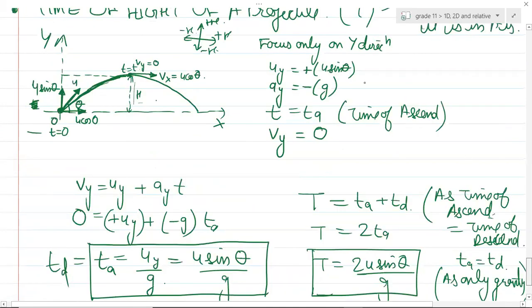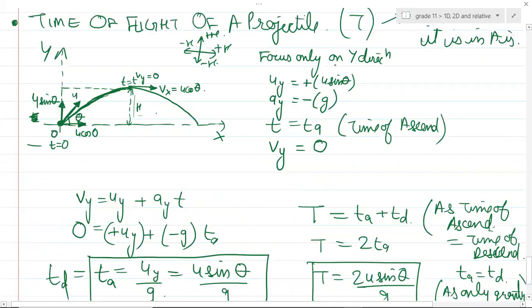Can you see, over here for calculating the time of flight also, we were focusing only on the y direction. Please remember, air resistance will come into play when we talk about the next chapter after this, force and laws of motion. Then we'll see how this TA and TD will vary when air resistance comes into play. Will they be the same? Will they be different? If they will be different, which will be greater?